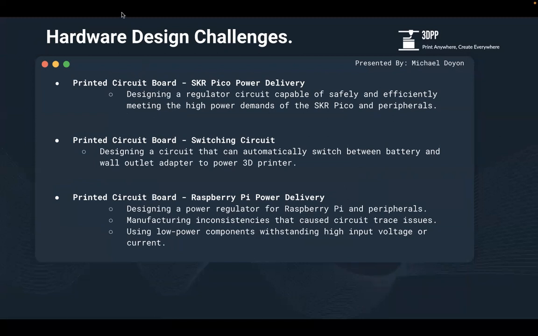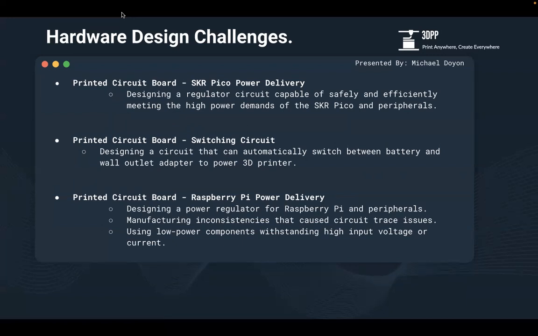Okay, so here are some of the hardware design challenges that we ran into. For our SKR Pico power delivery circuit, we needed to design a regulator circuit capable of safely and efficiently meeting the high power demands of the SKR Pico and all the attached peripherals. Another challenge was the switching circuit: to design a circuit that can automatically switch between battery and wall outlet when needed to power the 3D printer.